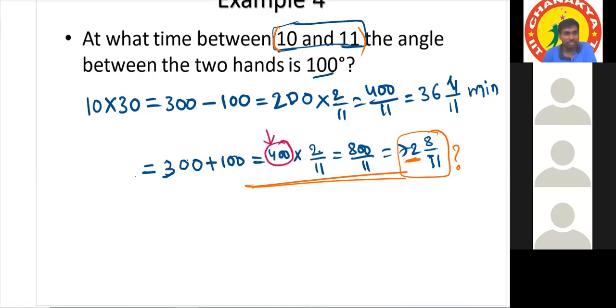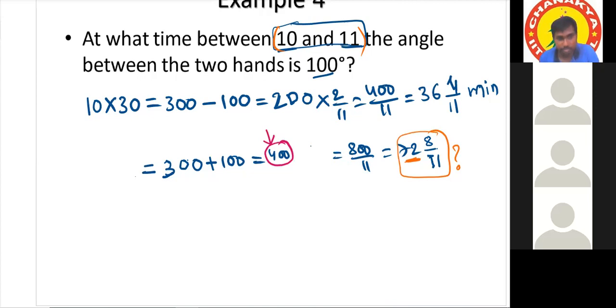So then what to do? So we always have to subtract 360 in this case. Sir, but still it will be more than 360 after subtracting, from 400? Yes, subtract 360 from that 400, so we'll get 40, and again do the process as usual. So it will be 40 into 2 by 11. Yes, correct.